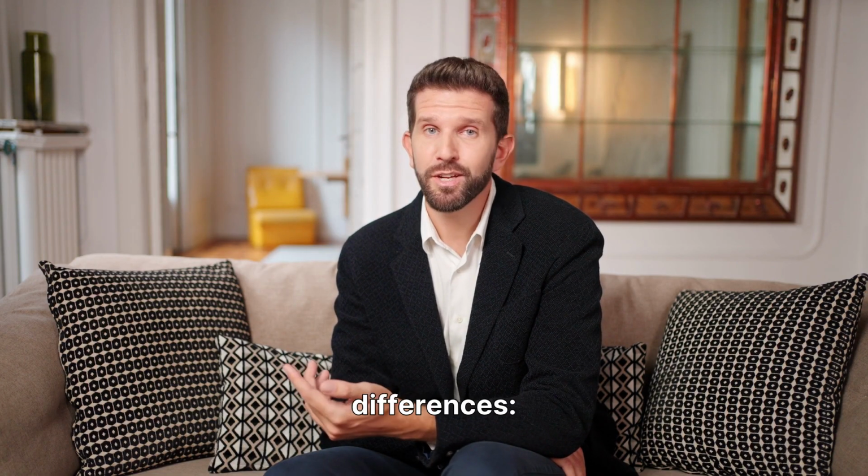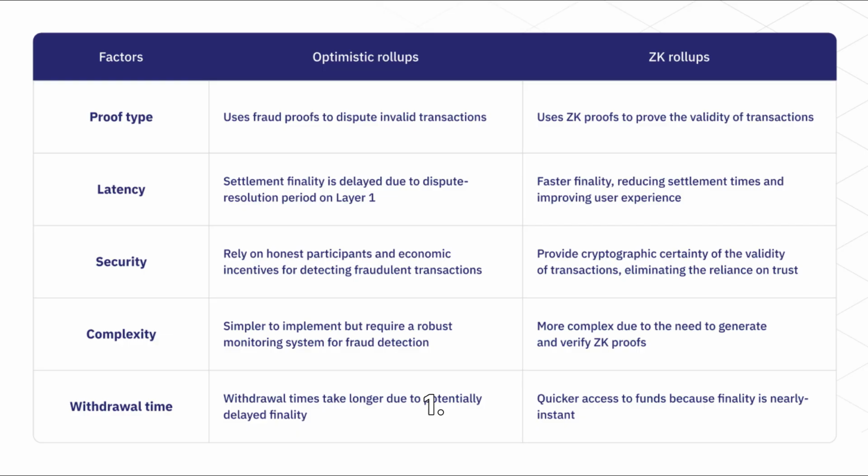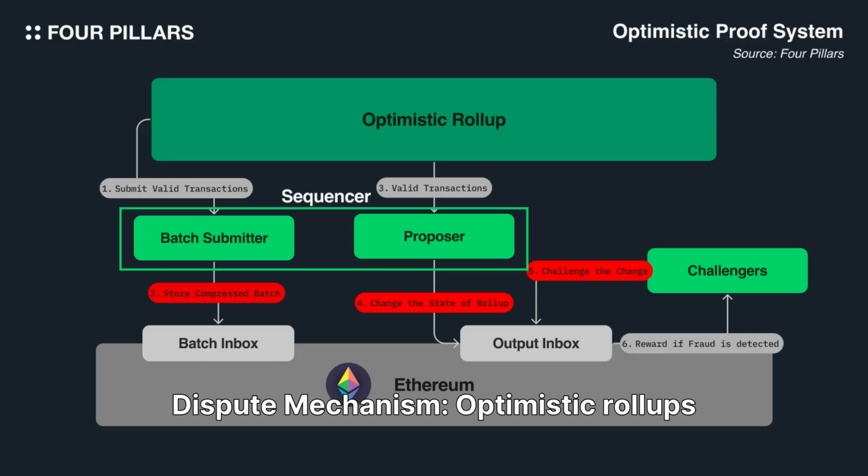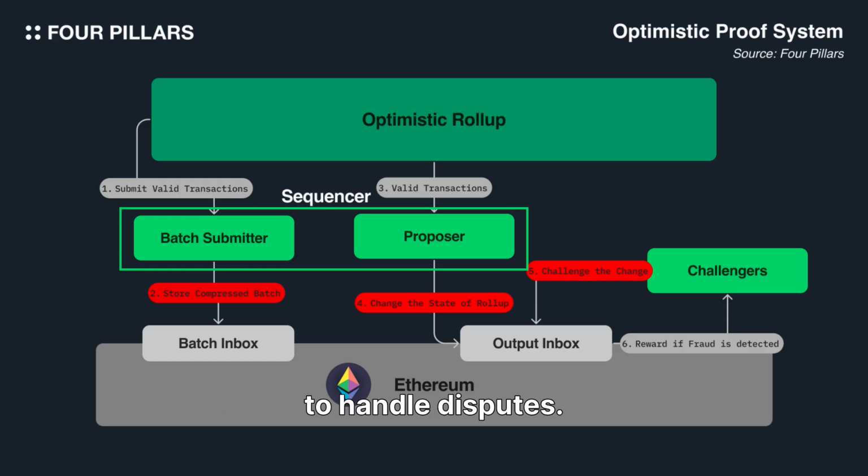Let's summarize the key differences. 1. Validation approach. The optimistic rollups assume transactions are valid and only verify them if challenged. ZK rollups verify transactions upfront using cryptographic proofs. 2. Dispute mechanism. Optimistic rollups have a fraud-proof mechanism to handle disputes. ZK rollups do not have a dispute mechanism because transactions are validated before submission.